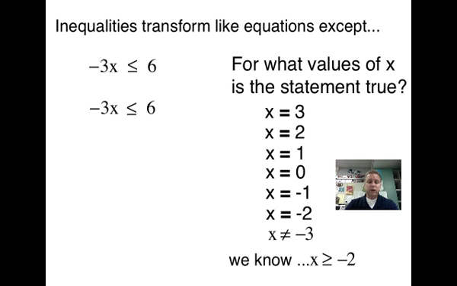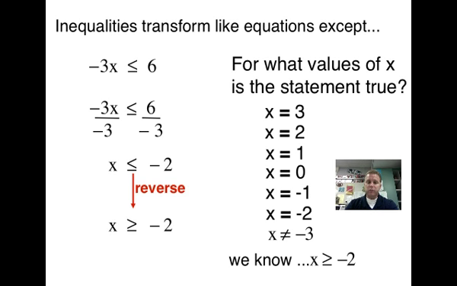But now let's try to solve this. Let's simplify it. So like we've done before, we divide both sides by the coefficient, the number in front of the variable, and we'll get x is less than or equal to negative 2. But that's not what we had before. They don't match up. We have to reverse it.